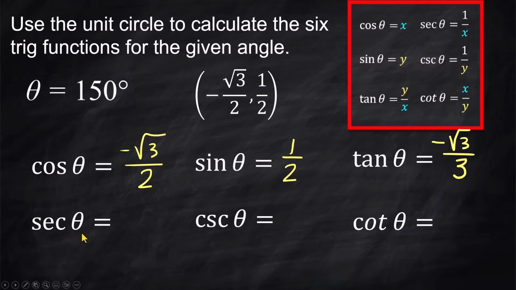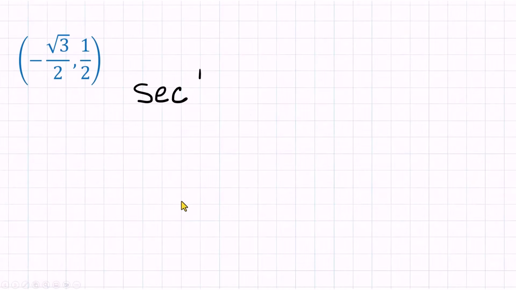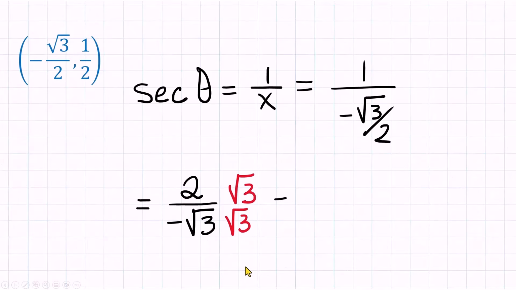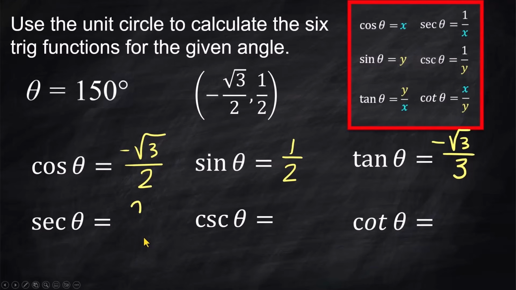Now secant of theta. Well, secant is 1 over x, which would be 1 over that lovely radical, negative root 3 over 2, which just means you're going to flip it over, and then you have to rationalize. So we end up with 2 root 3 over 3, but the whole thing is negative because the denominator was negative. Back to the answer sheet and just copy that in. Cosecant is easy because cosecant is sine flipped over. So you just flip 1/2 over, you get a 2. Don't have to do any work for that one.